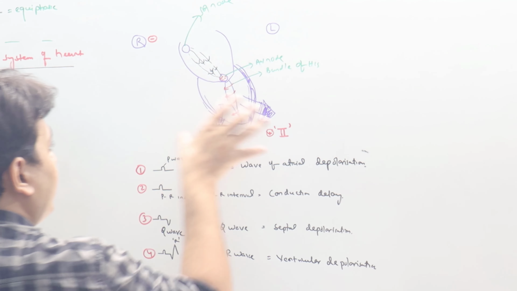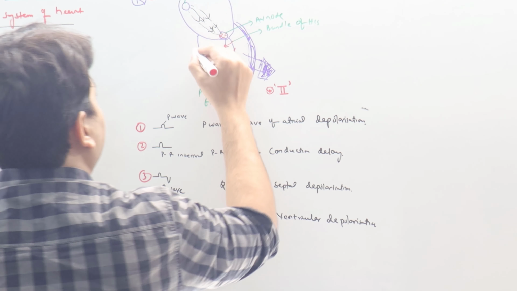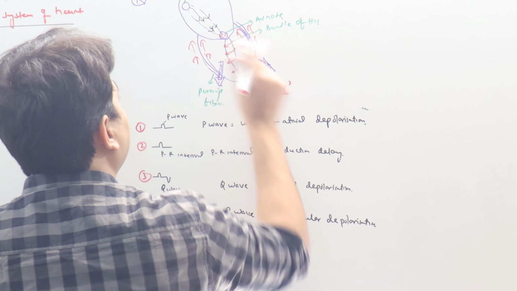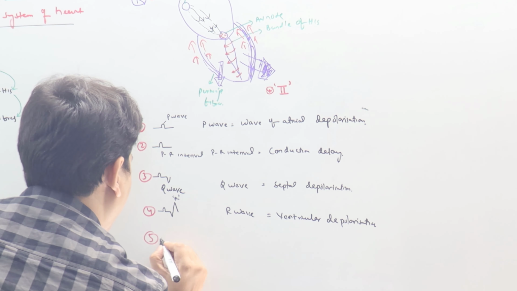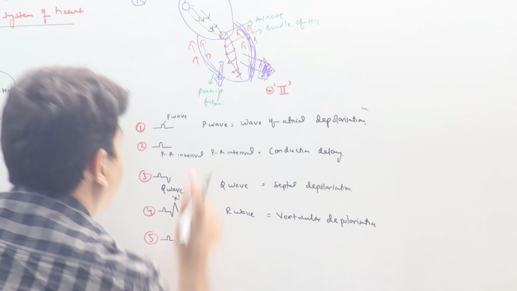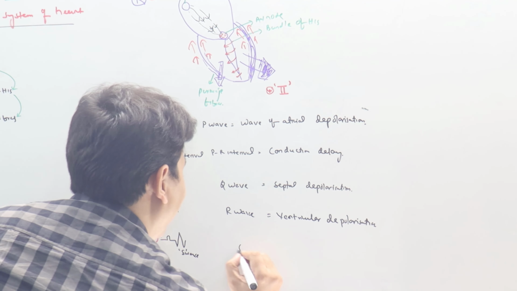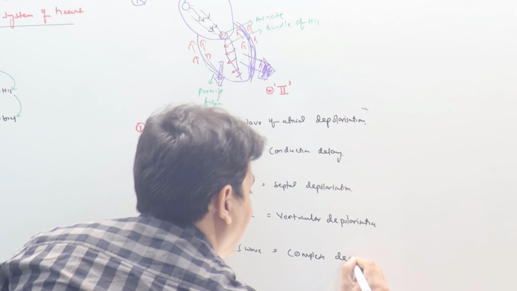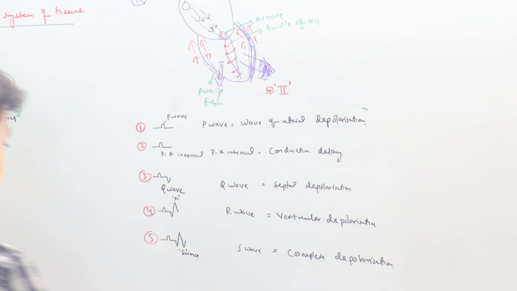And once the apex of both RV and LV are depolarized, it's now time for the base to be depolarized, right? And if you can see, it is going away from lead 2. So then the next wave will be: P wave, PR interval, Q wave, R wave. There will be an S wave. It's going away, so there will be a negative deflection. It's called the S wave. So what is the S wave? S will signify complete depolarization, right?